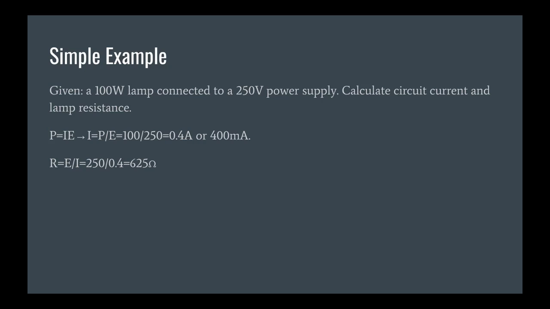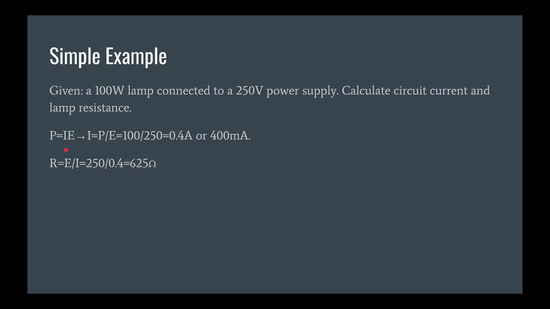We know what our power is. It's 100 watts. So, moving the formula around, we want to solve for current. Current is power divided by voltage. So 100 watts divided by 250 volts gives us just under half an amp, 400 milliamps.